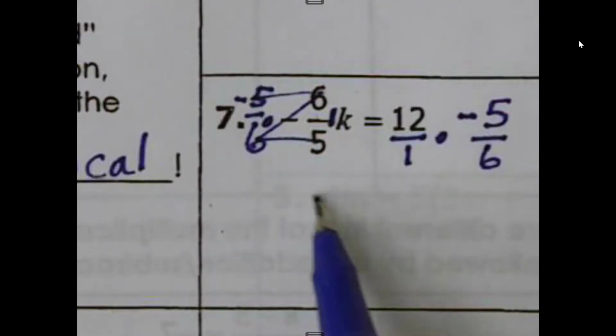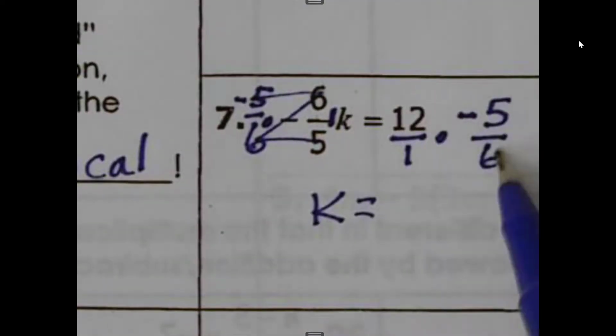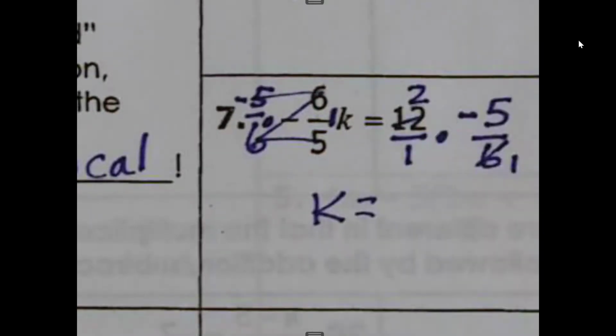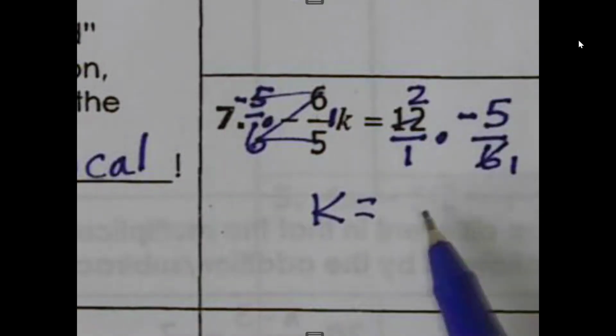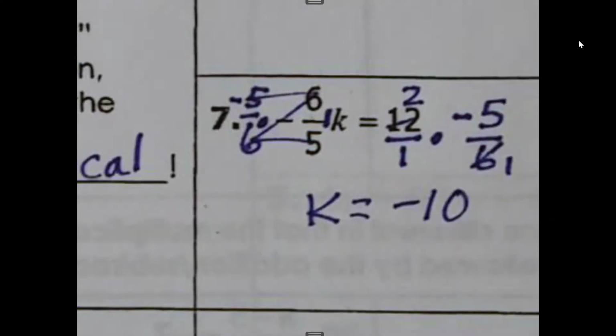That leaves us with 1k. That's good. Remember, we're solving for that variable. 6 divides 12 2 times. 2 times negative 5 is negative 10. 1 times 1 is 1. Okay, so we're okay on the bottom.